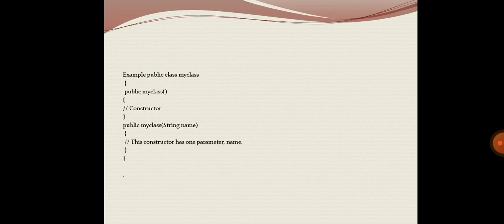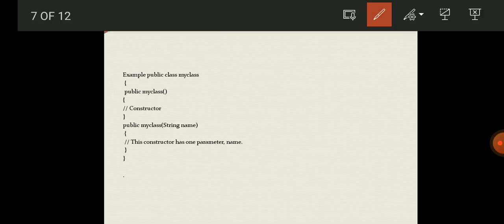So this is the example for a constructor. See here, class MyClass, and the constructor name is also MyClass. The same name is used for the class name as well as the constructor name. Again, another constructor we have, that is MyClass with a parameter. So it is a parameterized constructor, and the other is a no-argument constructor.